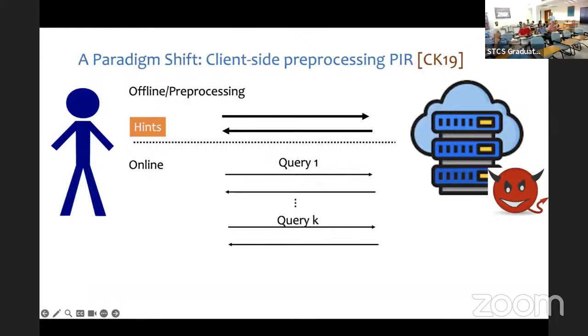Ashrujit, I have a question. Could you just define single server PIR and what kind of guarantees you want from it? I think I missed that part.